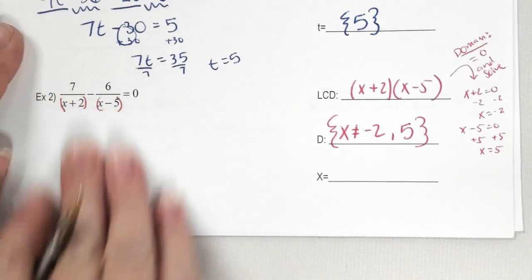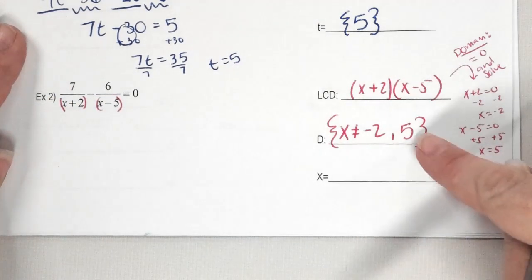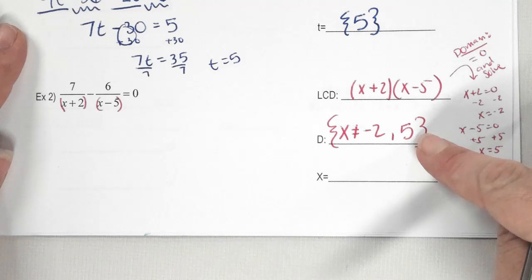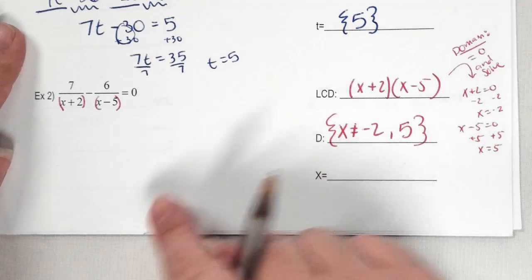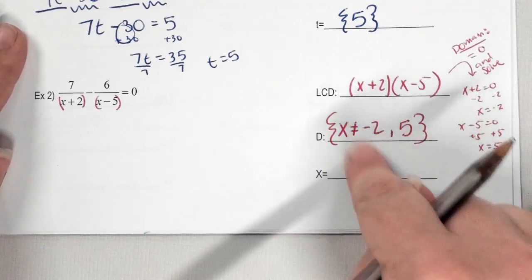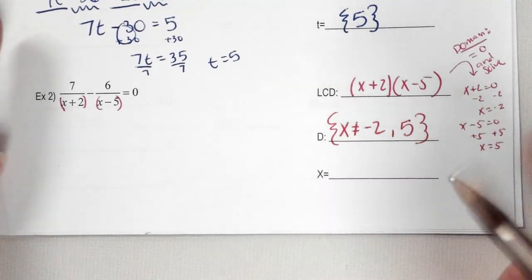Okay, any questions with that? So if I solve this and I get x equals 5, well, is it allowed to be 5? No. So I would tell you no solution, because my solution, I'm not allowed to have it. Okay, these are the ones you're not allowed to have. So knowing that, let's solve this.